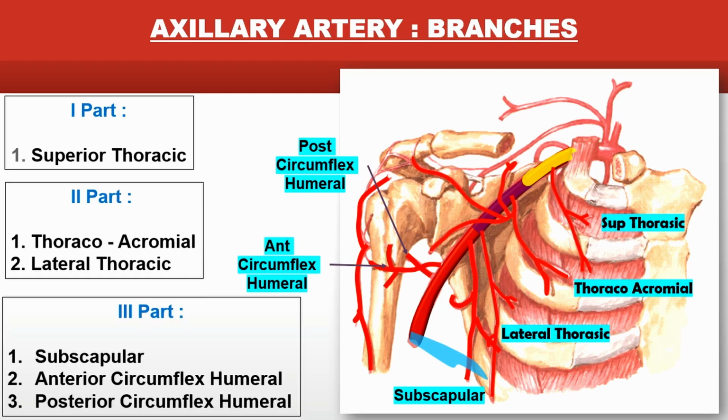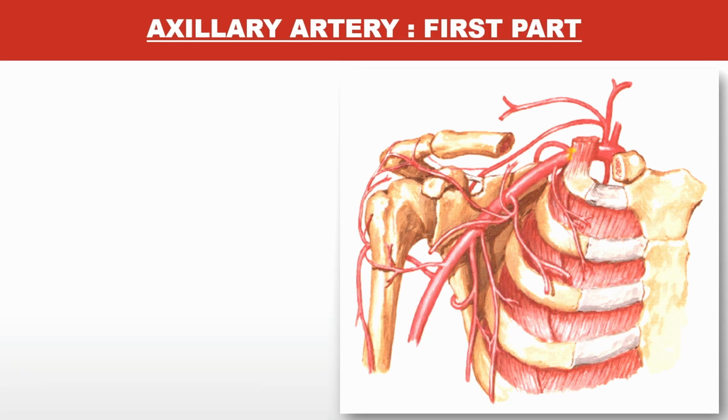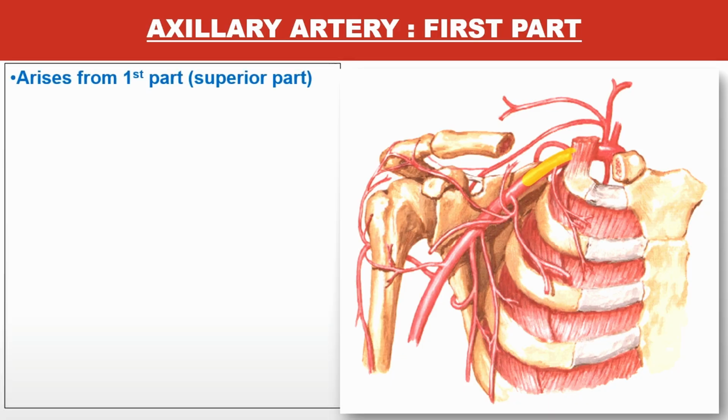So how you are going to remember it is 1, 2, 3. 1 say 1 branch, 2 say 2 branch, 3 say 3 branch. Okay? So it's 1, 2, 3. Superior thoracic artery, we had already seen it is the branch from the first part. Highest thoracic artery, so that is why the name superior thoracic is given.